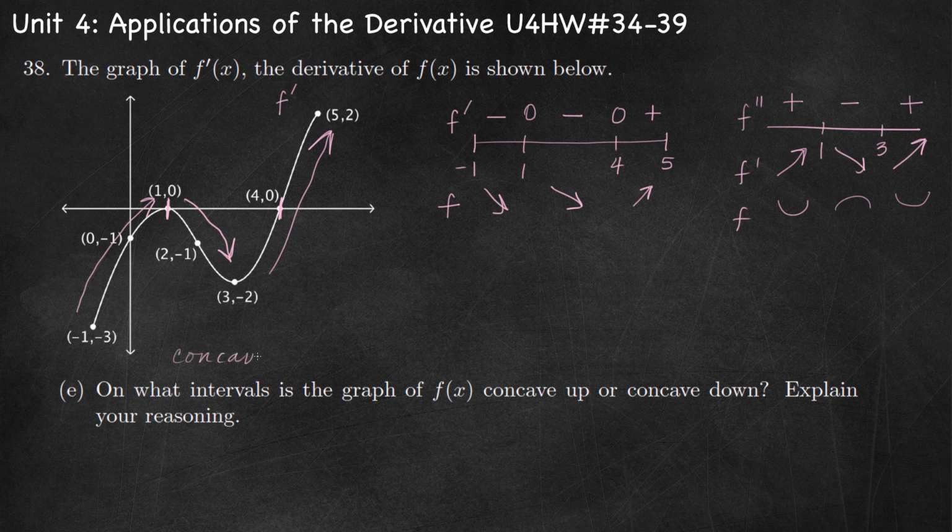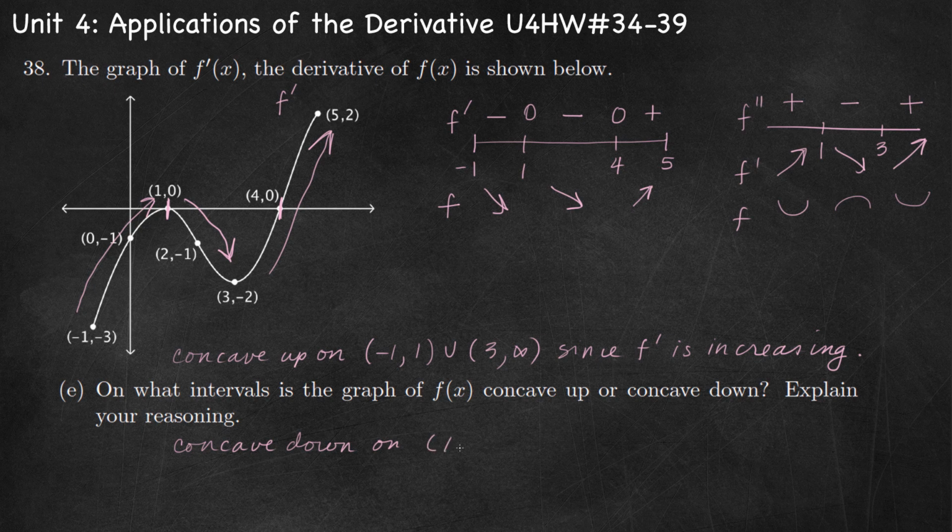So we've got concave up on the interval -1 to 1 union 3 to infinity, and we can say since f prime is increasing. You can also justify that by saying f double prime is greater than 0. And then we have concave down on the interval from 1 to 3 since f prime is decreasing. Or you could justify that by saying f double prime is less than 0. Oh, and I just see where I made a mistake here. We do have distinct endpoints. So concave up from 3 to 5. It doesn't go past 5.